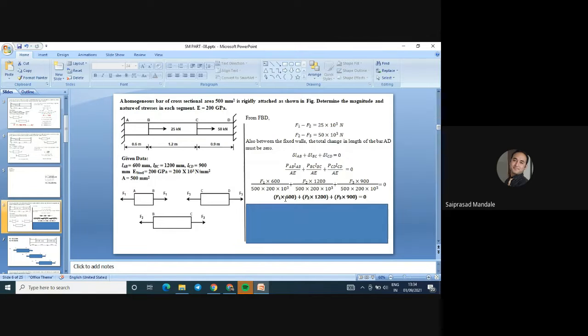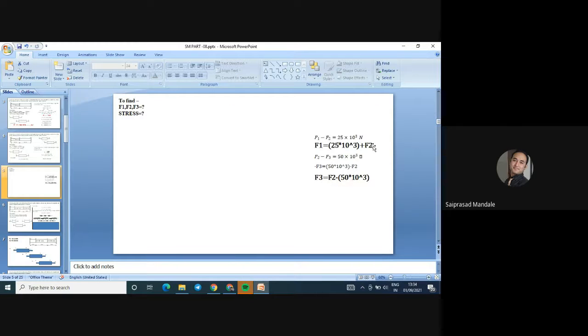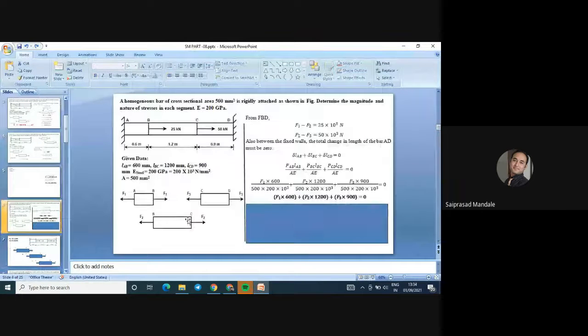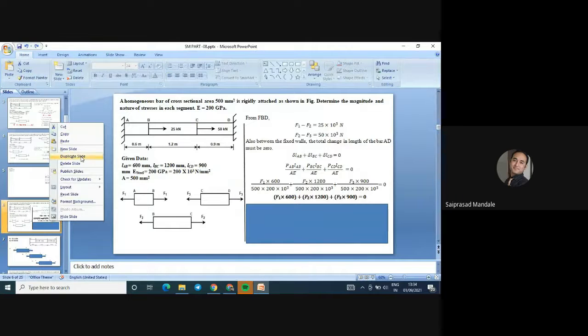What you have to do, you have to write it down in such a way. What is F1? F1 is equal to this. So what I'm going to do is, I'm going to pick this. Copy. And then go here. Duplicate slide.